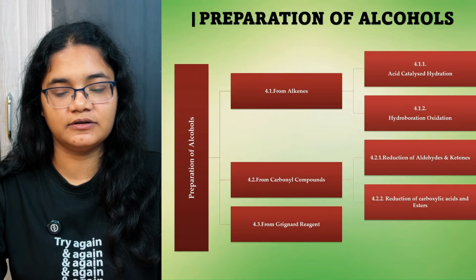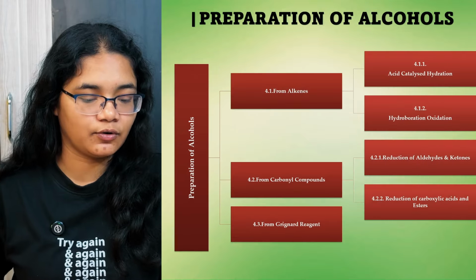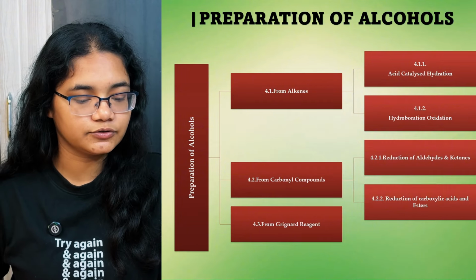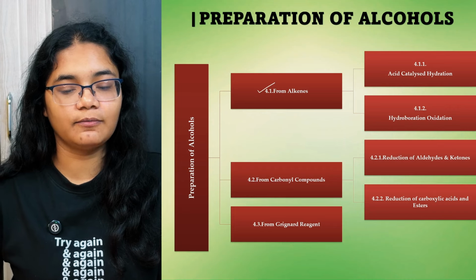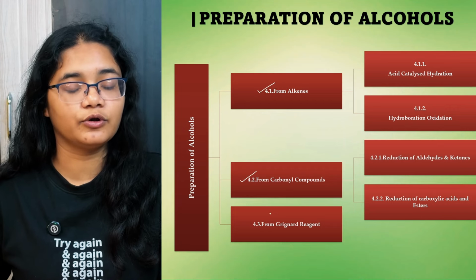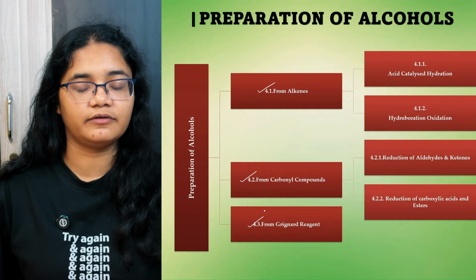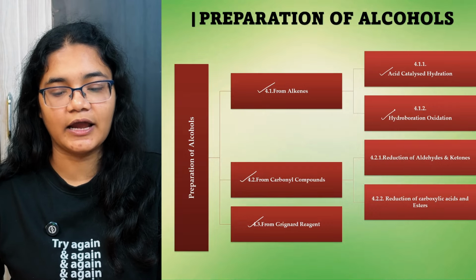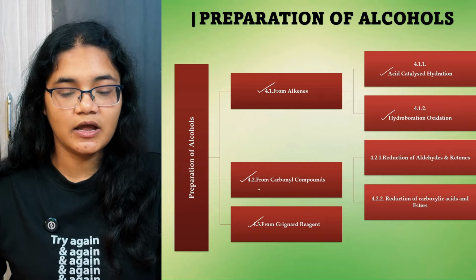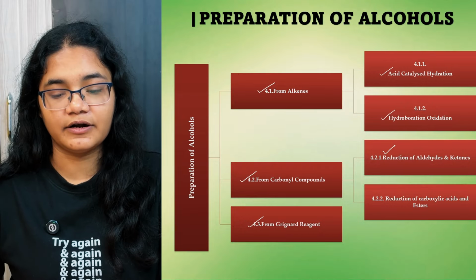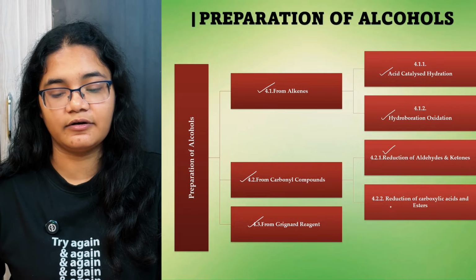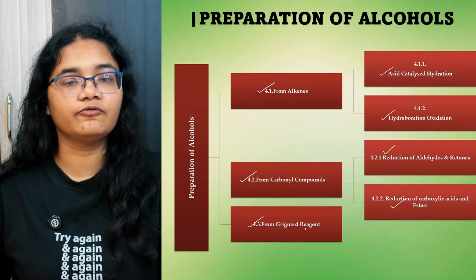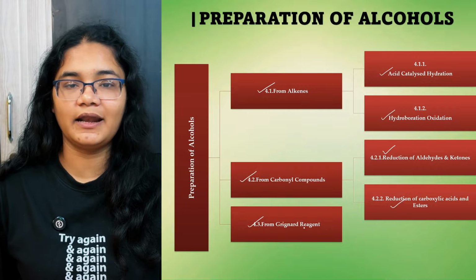Now we have preparation of alcohols. There are different methods for preparation of alcohols. The first one obviously is from alkenes. Second one we have from carbonyl compounds, and third one is from Grignard reagent. Now from alkenes there are two methods: acid catalyzed hydration and hydroboration oxidation reaction. From carbonyl compounds you have reductions of aldehydes and ketones and reductions of carboxylic acids and esters. Next we will talk about how we can prepare alcohols from Grignard reagent.